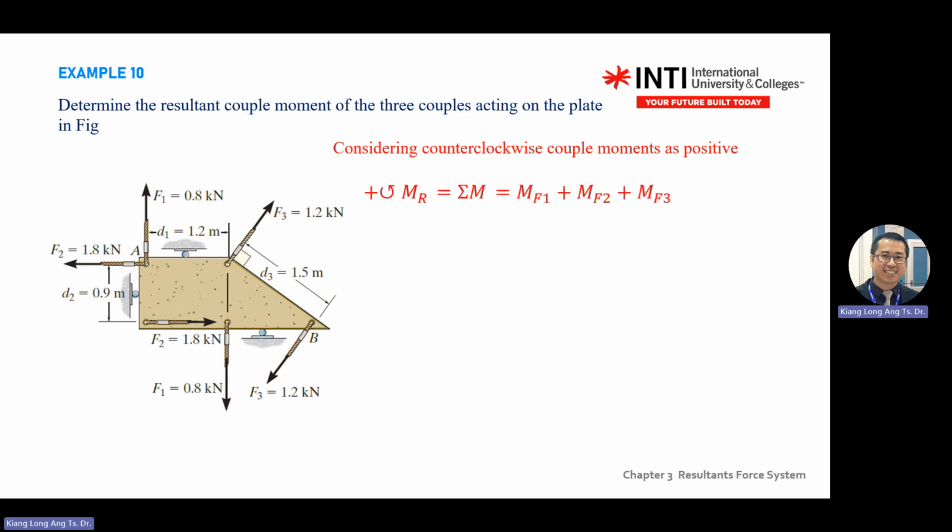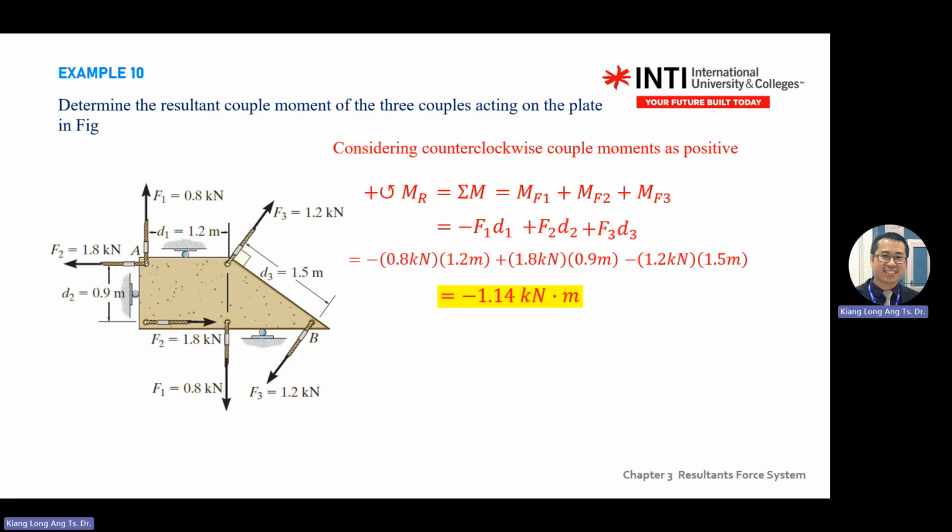So if you understand this one, we can go a bit fast. You just substitute. The end answer for example 10 is negative 1.14 kilonewton. Remember to be careful on the kilo. Some questions have kilo, some don't. Some are meganewton, some are giganewton.